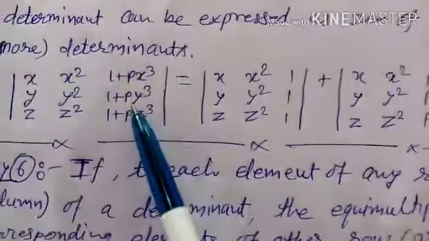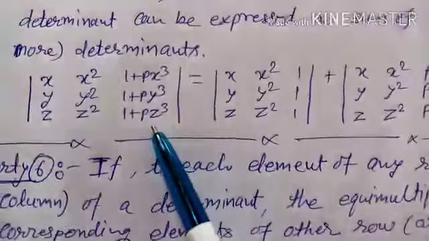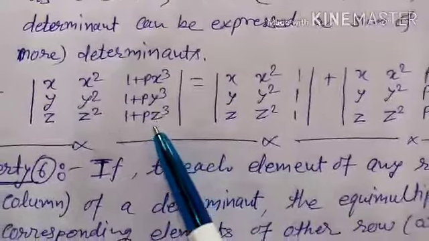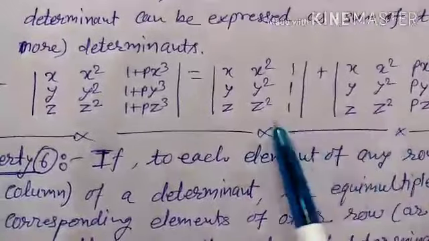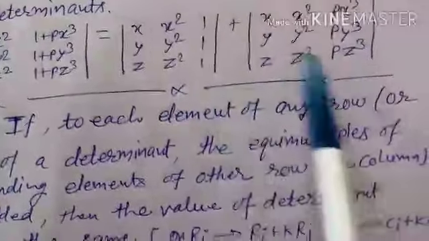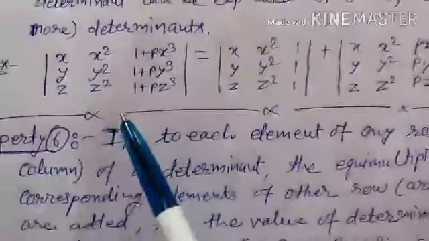So if all the elements of any row or any column we can express as a sum of two or more terms, then the determinant is also expressed as the sum of these two determinants, like this first determinant and this is the second determinant, their sum is this.